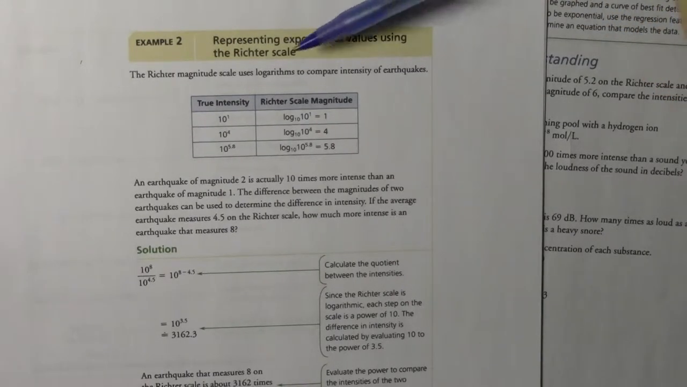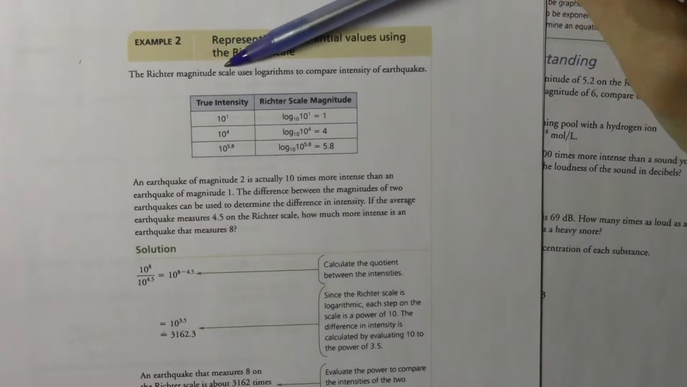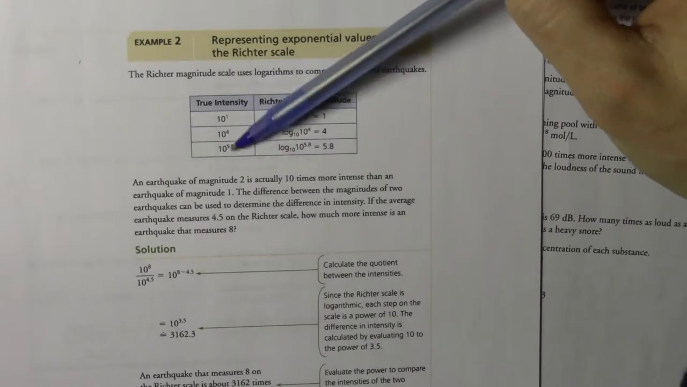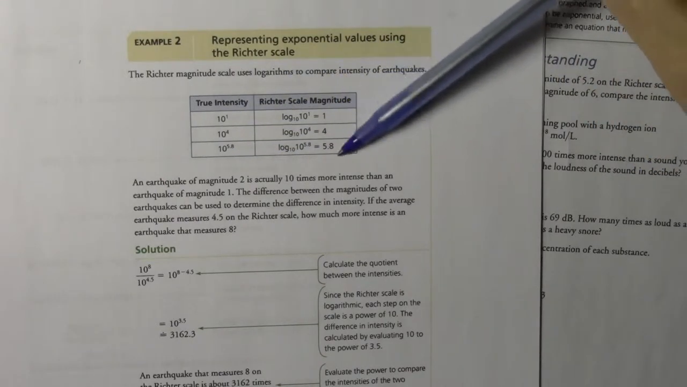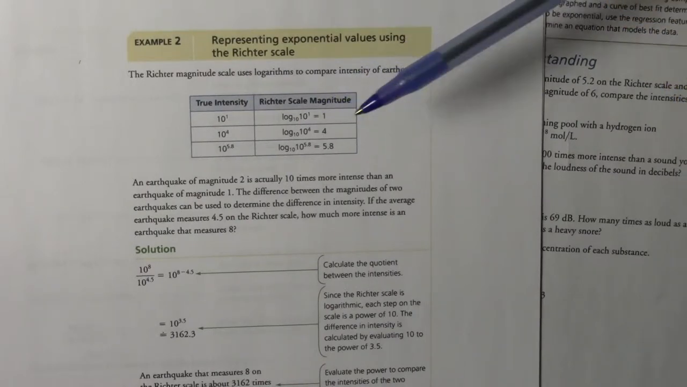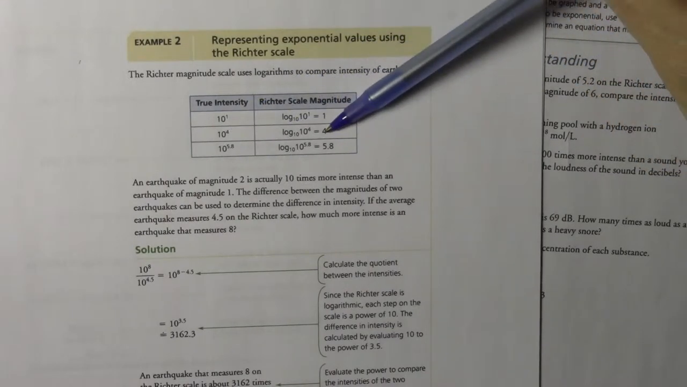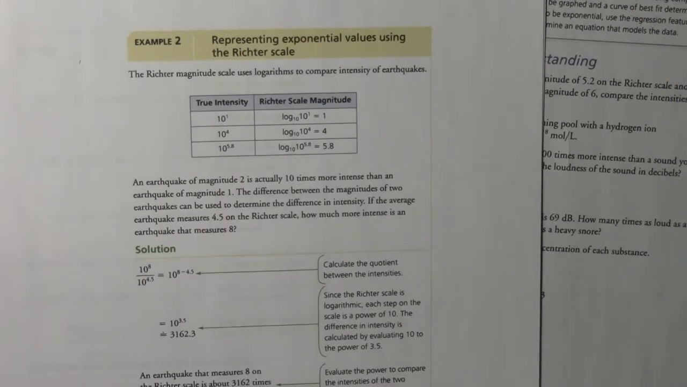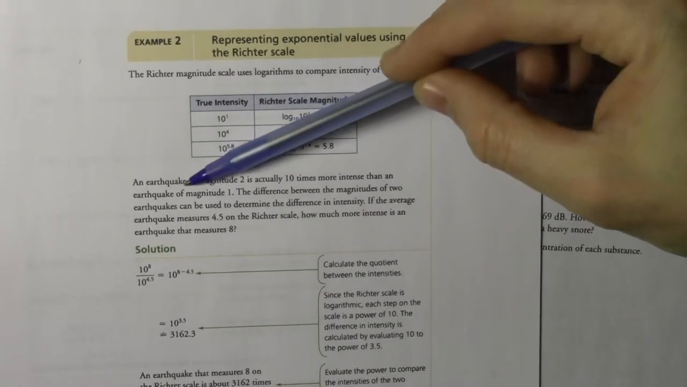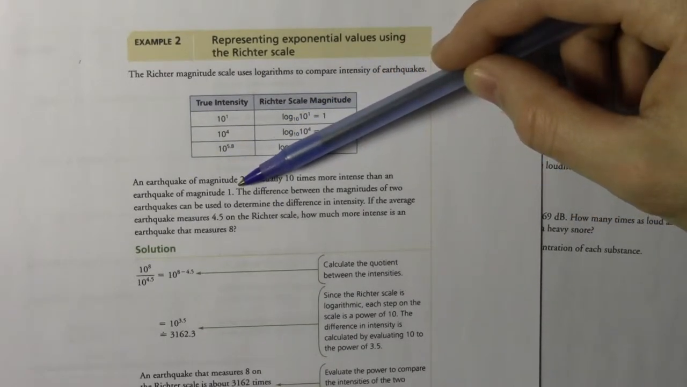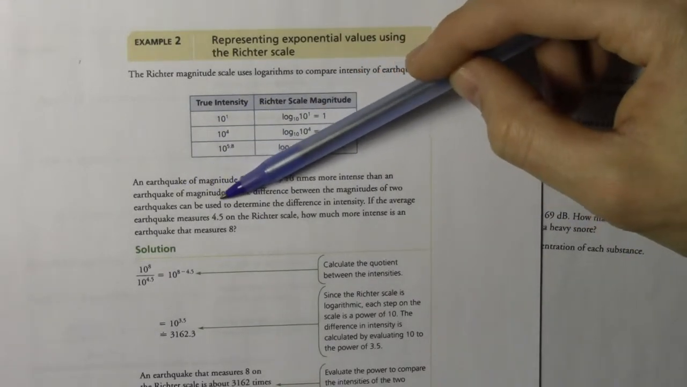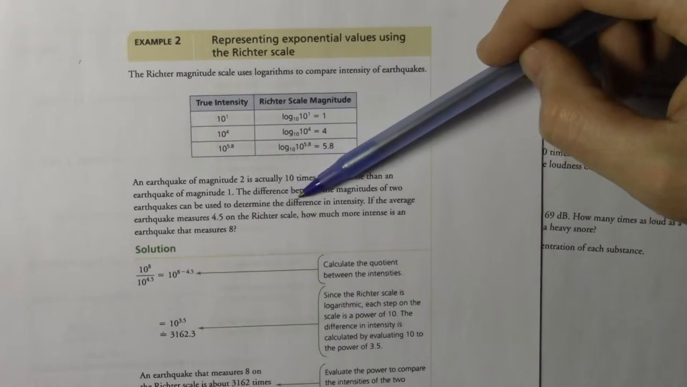So example 2, we're going back to the Richter scale here. It's the magnitude scale that uses logarithms to compare the intensity of earthquakes. So here's our true intensity, and here's our Richter scale. 10 to the exponent of 1, we get a Richter scale magnitude of 1. 10 to the exponent of 4, we get a Richter scale magnitude of 4. So an earthquake of magnitude 2 is actually 10 times more intense than an earthquake of magnitude 1. Again, that's because we're on a logarithmic scale. The difference between the magnitudes of two earthquakes can be used to determine the difference in intensity.